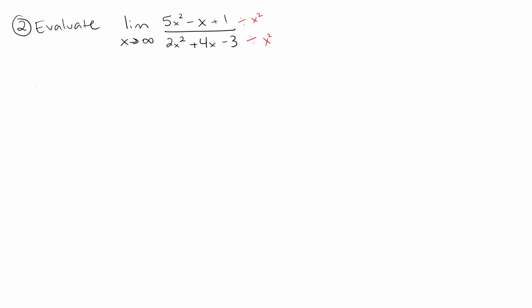So we do that. Remember, this is still a limit. We need to continue writing that limit expression until we actually evaluate that limit. So I end up with, well, no fraction there, just 5 minus, basically I'm distributing that division, x divided by x squared, that's 1 over x, and then 1 divided by x squared is 1 over x squared. Same thing in that denominator, 2x squared divided by x squared is just 2.